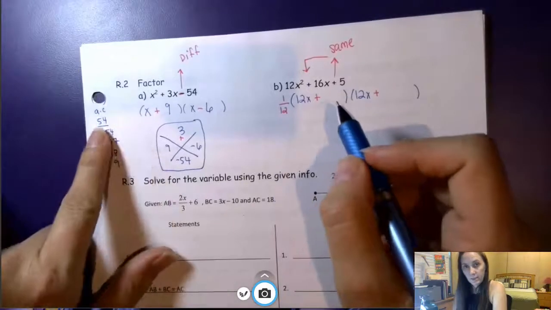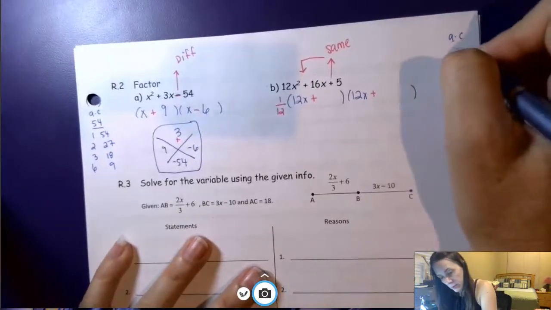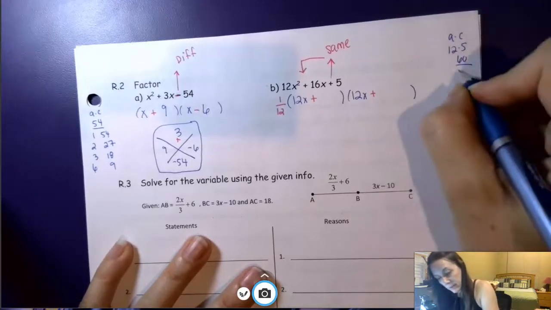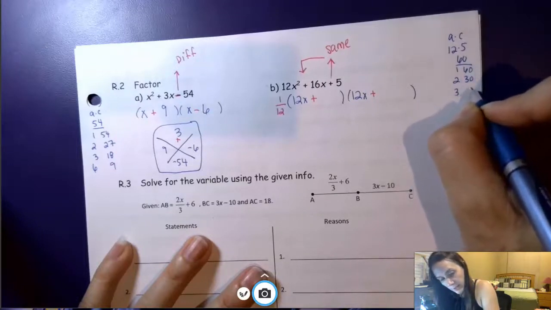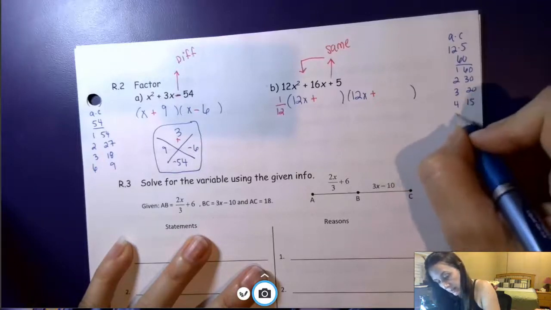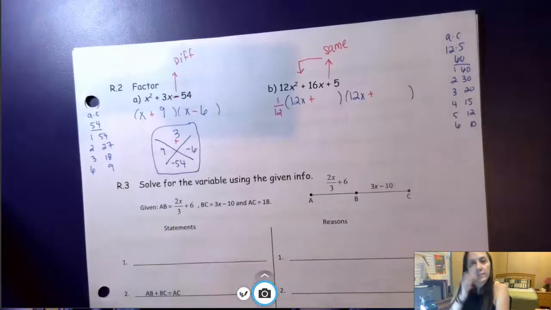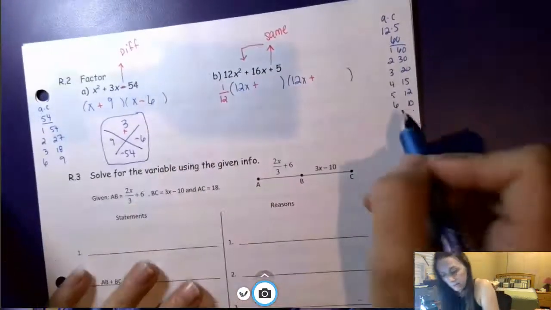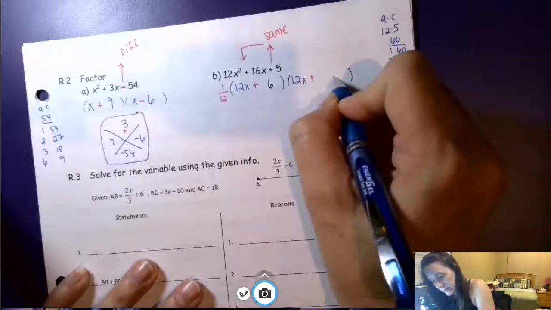Now again, just like I did over here with the AC, I'm going to do 12 times 5, a times c. 12 times 5, I get 60. Factors of 60: 1 times 60, 2 times 30, 3 times 20, 4 times 15, 5 times 12, 6 times 10. Okay, so I need factors of 60 that are going to have a sum of 16. Well, 6 and 10. So I get 6 here and 10 here.